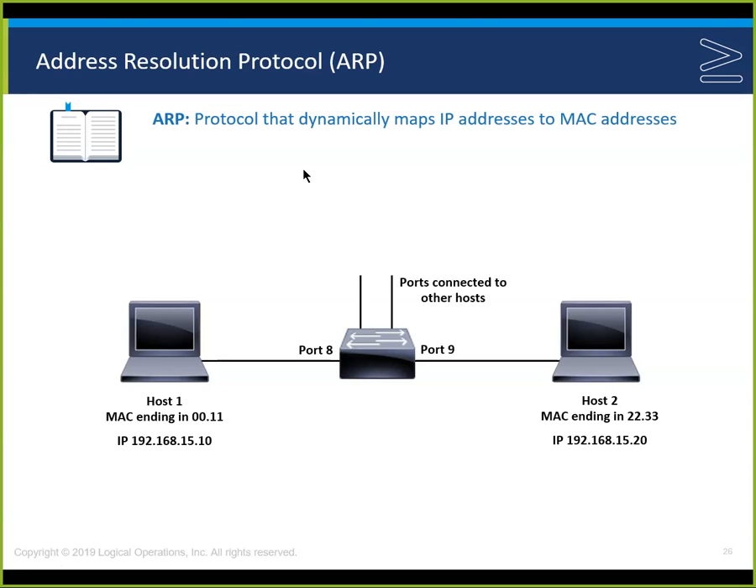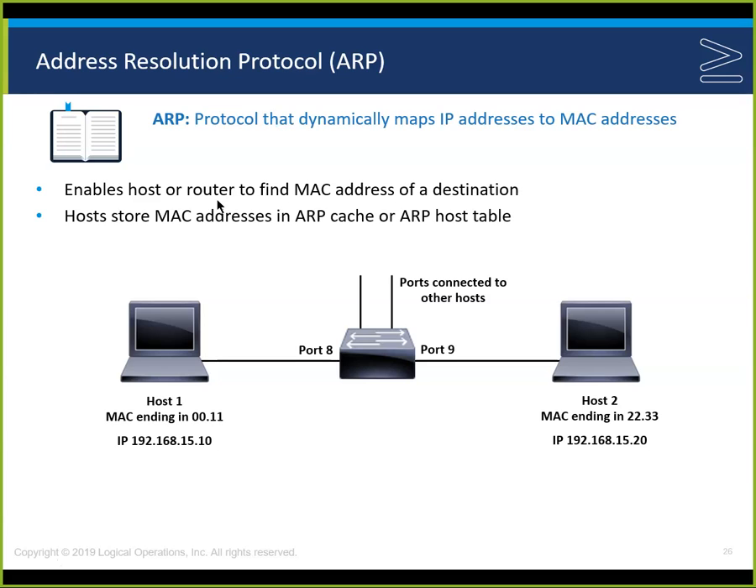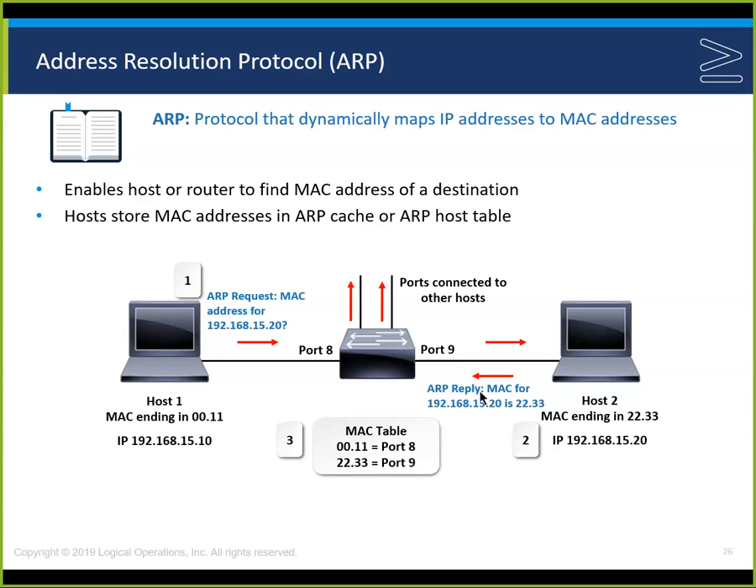So the ARP dynamically maps IP addresses to MAC addresses, enabling the host or router to find the MAC address of a destination. The host stores the MAC addresses in the ARP cache or the ARP host table. We saw the ARP cache, and that's what we were looking at. And again, they do time out. They are cached. So we send the ARP request for whatever. The ARP request is going to be a broadcast. The ARP reply is going to come back as a unicast.